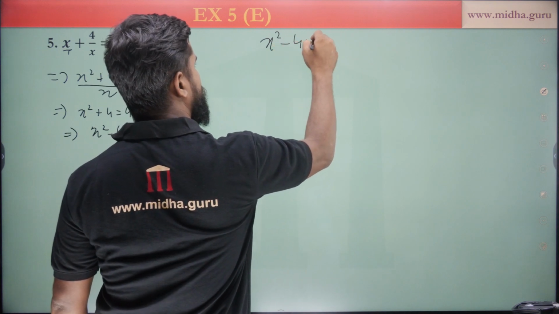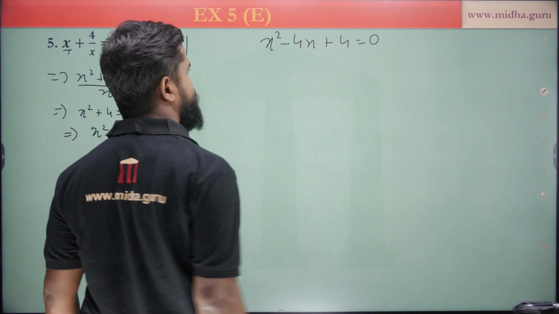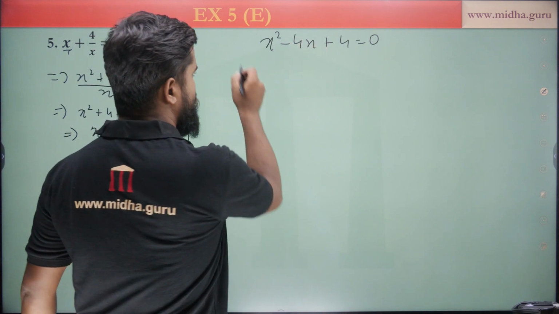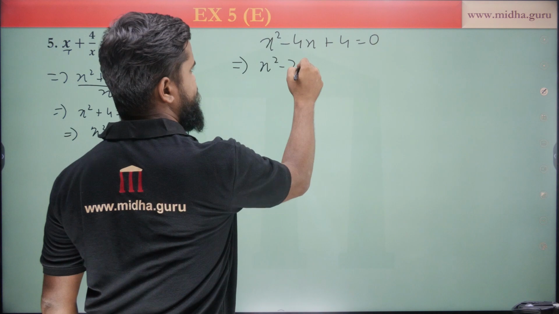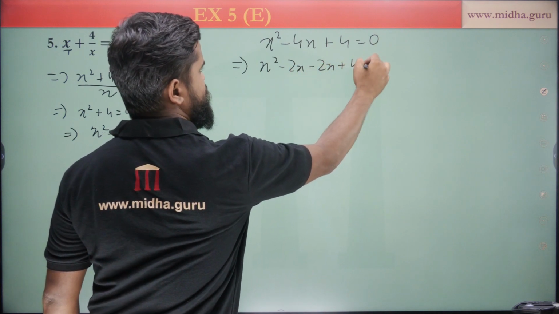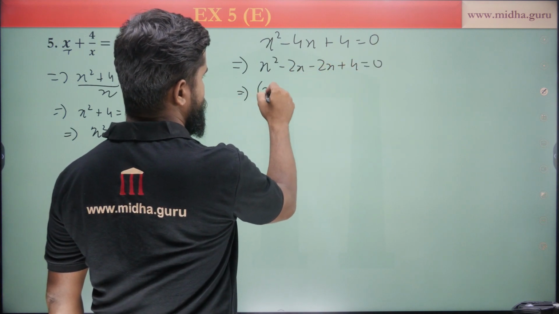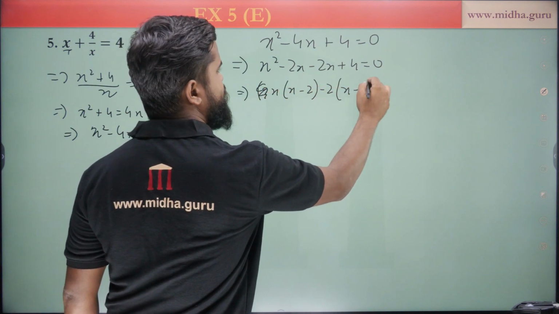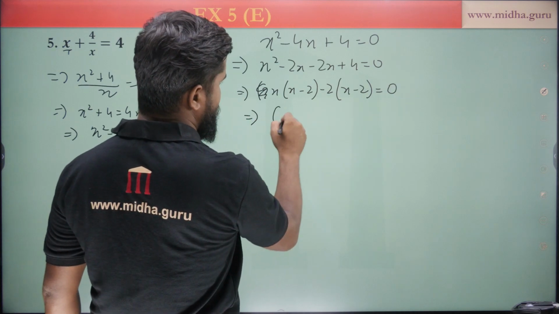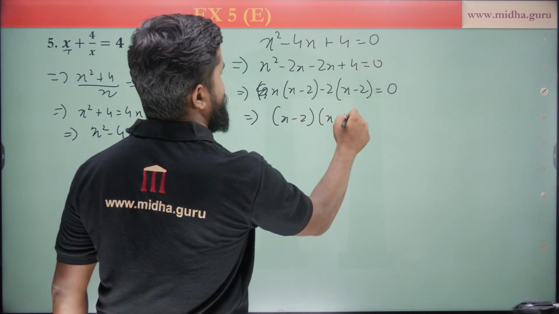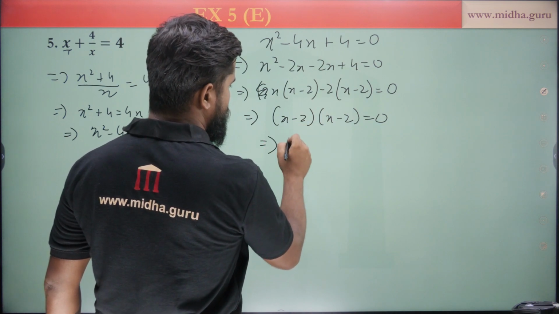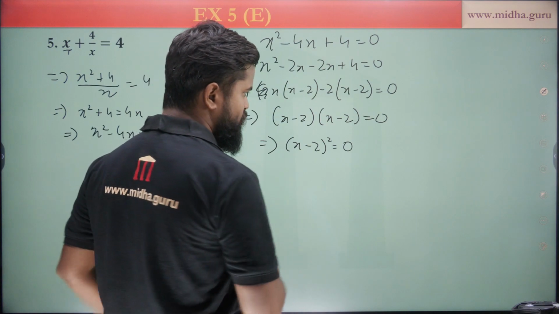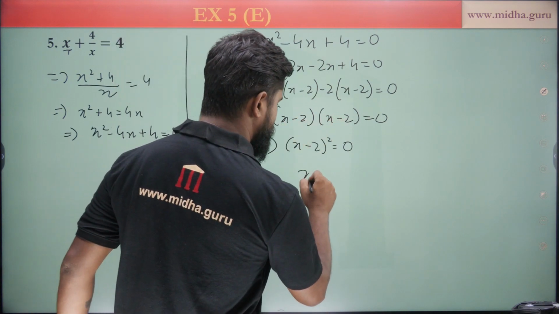Now we are supposed to solve this equation. If you look at the middle term, it is minus 4 and the product of a and c is a positive 4. So we can do that by splitting it into minus 2x and minus 2x. Then, taking x as common, it will be x minus 2, and here we will take minus 2 as common, again it will be x minus 2. So this will be x minus 2 whole squared, which is equal to 0. So both the roots of this equation are going to be the same, that is x is equal to 2.